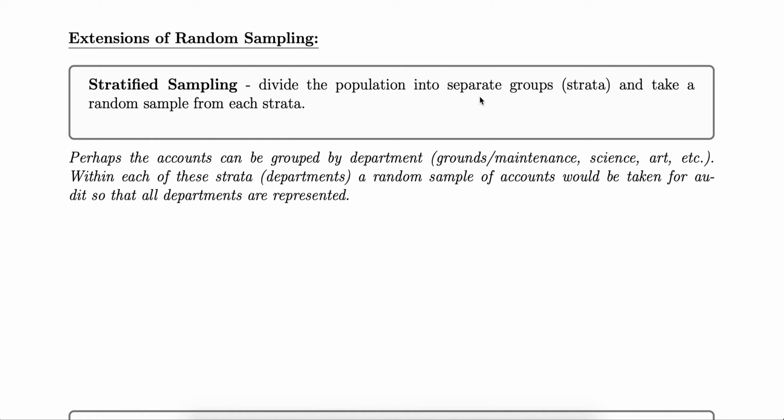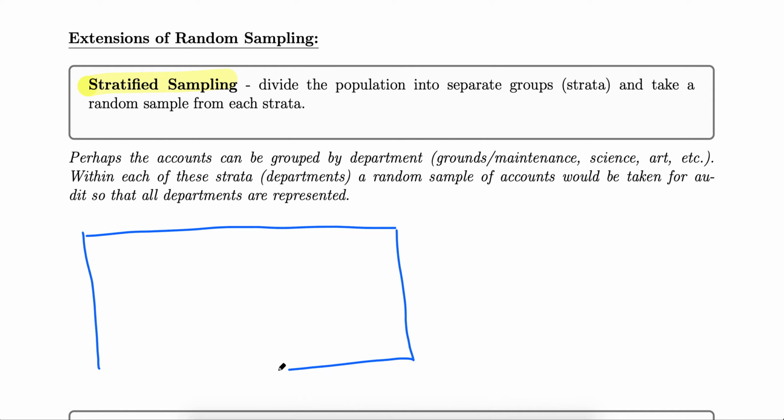of simple random sampling. The first extension we have is this idea of stratified sampling. So for stratified sampling, we're going to begin by taking our entire population and dividing it into groups or strata. So continuing with our example about the school accounts, maybe I can break that into different departments or groups.